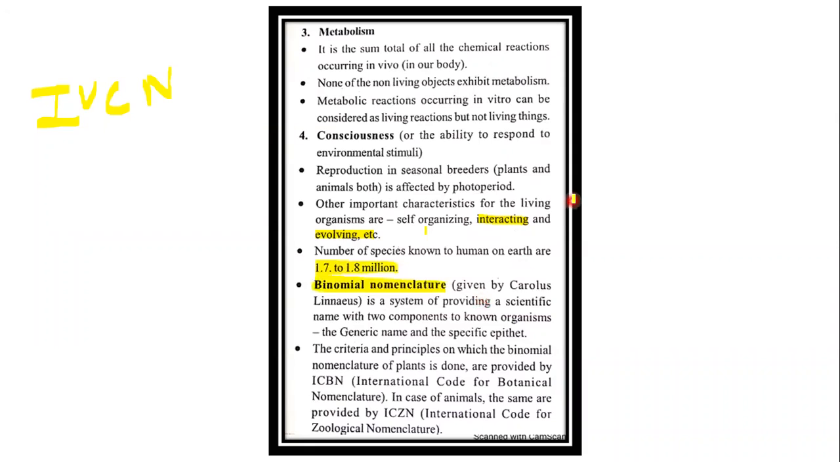Clear with that? So who proposed binomial nomenclature? It was proposed by a scientist known as Caspar Bauhin. Then it was established by a scientist known as Carl Linnaeus. Carl Linnaeus established the system of naming with two components, the generic name and the specific epithet. The first part is the generic name and the second part is the specific epithet.